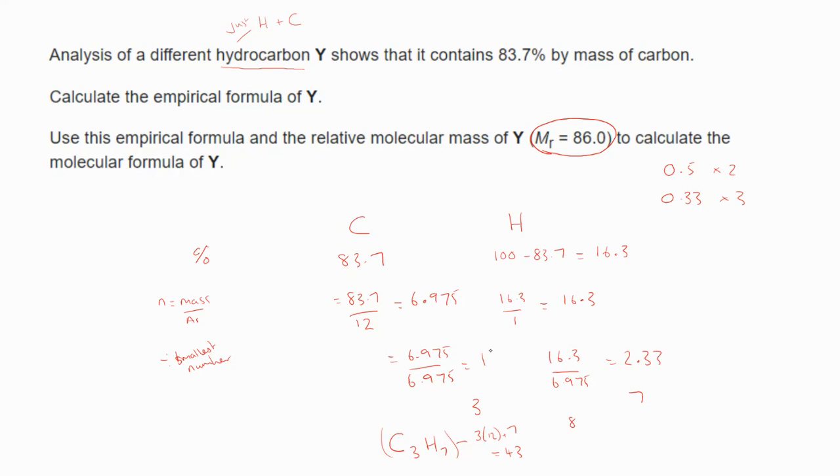So if I divide the molecular mass by the mass of my empirical unit, that gives me 2. So what that means is I've got 2 of these empirical formula units in my formula. So I just need to times C3H7 by 2, and that will give me the molecular formula. So that will be C6H14. So my molecular formula is C6H14.